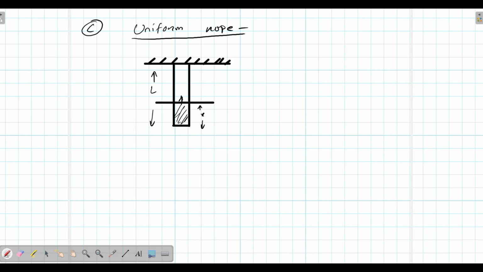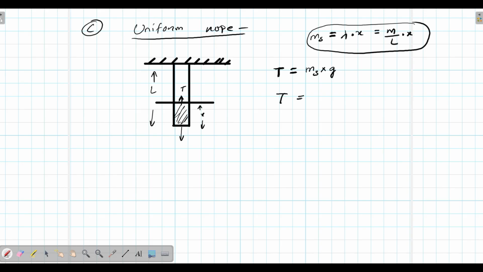So what would be the tension? Find the tension. Tension T equals the mass of the hanging portion into g. The mass of the hanging portion equals lambda into X, where lambda is mass per unit length. So T equals mass per unit length into X into g. That is the tension.